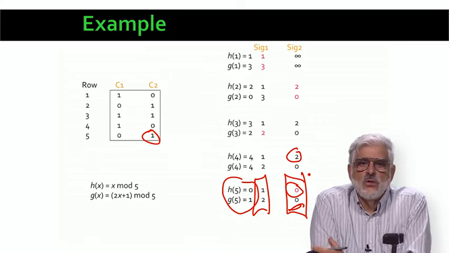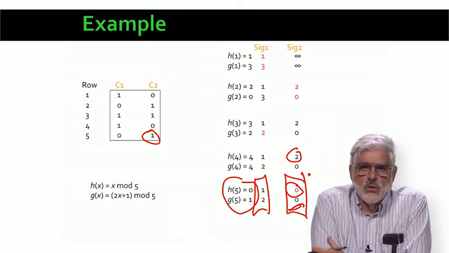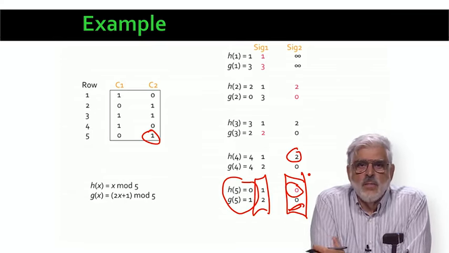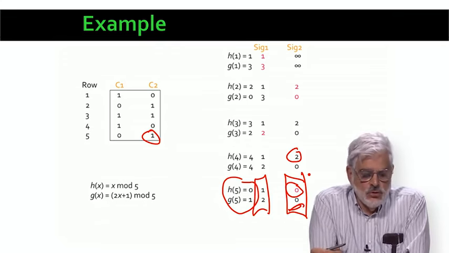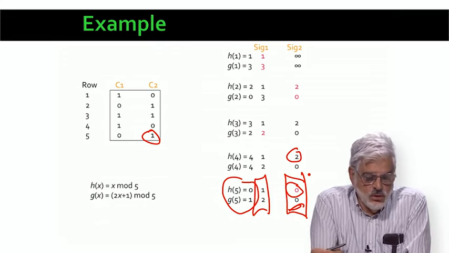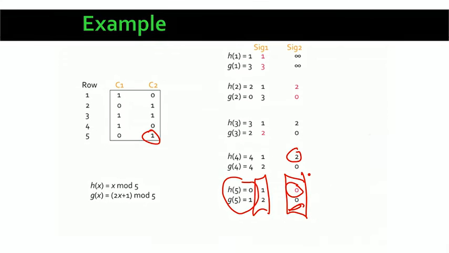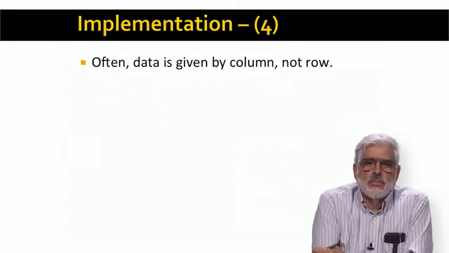Incidentally, notice that the two signatures disagree for both components, so they estimate the Jaccard similarity of the columns to be 0. And that's off by a little, since, as you can see, the true Jaccard similarity of the columns is 1/5.